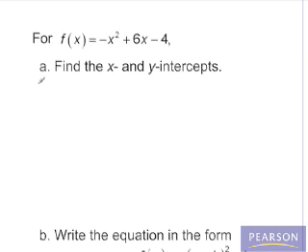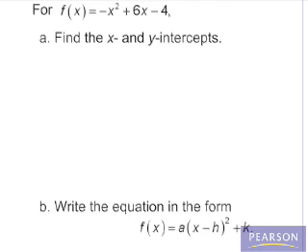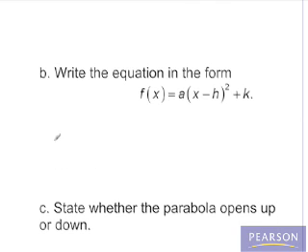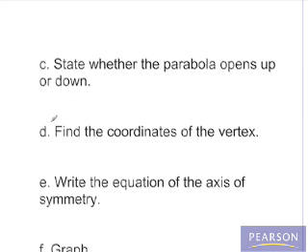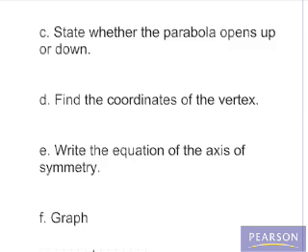For the function f of x equals negative x squared plus 6x minus 4, a. Find the x and y intercepts. B. Write the equation in the form f of x equals a times the quantity x minus h squared plus k. C. State whether the parabola opens up or down.